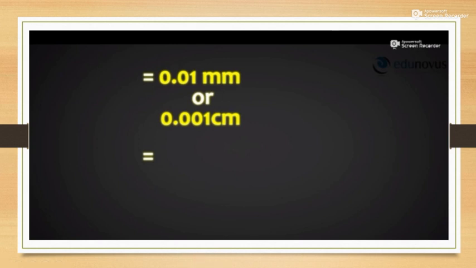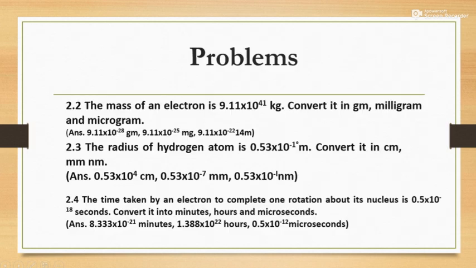Okay, now let's start to move. I hope you all understood how to measure with the devices used for measuring scales. Now problems. First of all, problem number 2.2 we will try to solve. The mass of electron is 9.11 times 10 raised to minus 31 kg. You can open your book, page number 31, and problem number 2.2.